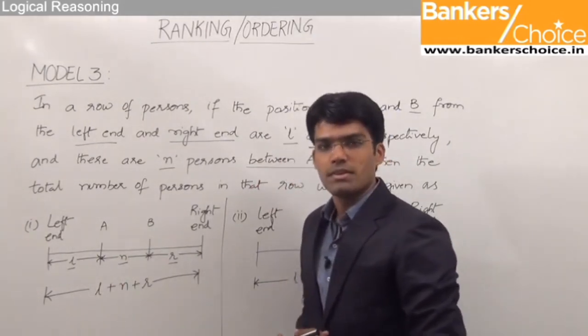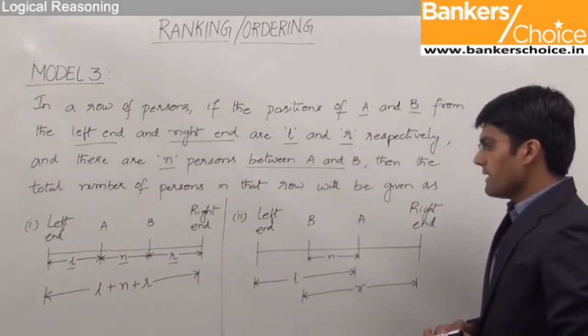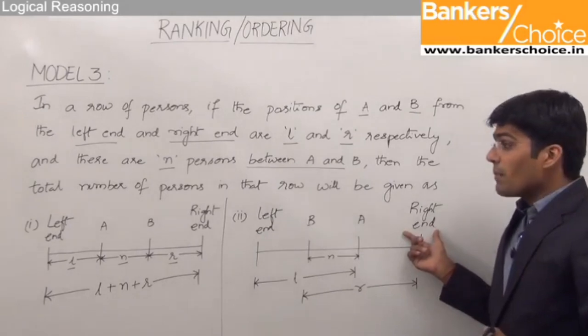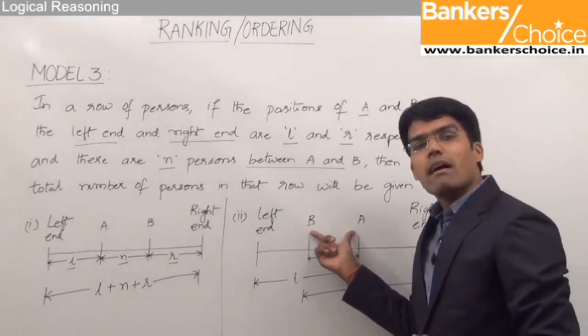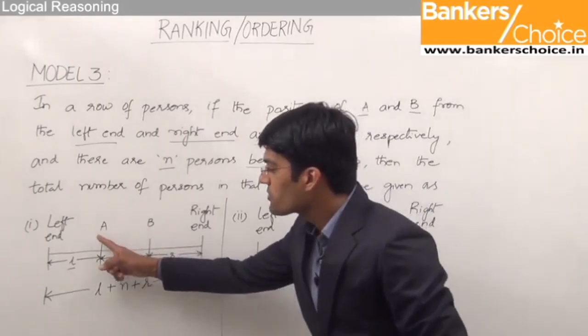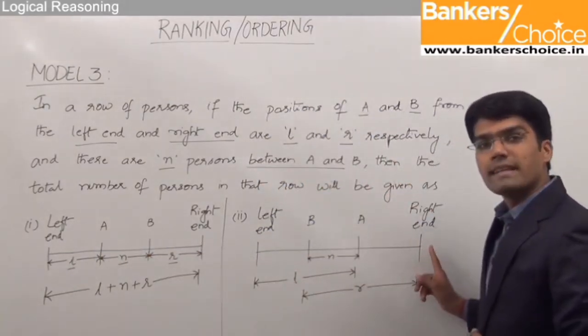But as I've already mentioned, there is also a second case possible here. Let us look at that. In this case, the left end and right end are taken as shown, but the positions of A and B are interchanged. If you compare with the first case, A was closer to the left end, but in the second case, A is closer to the right end.